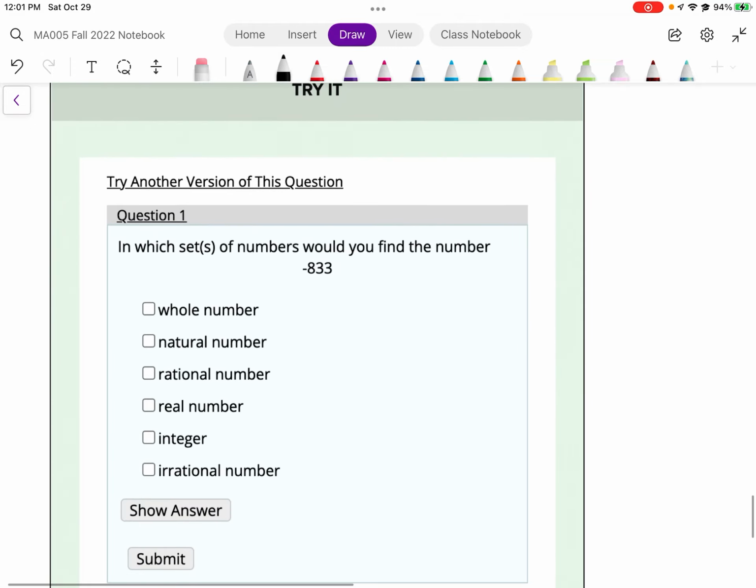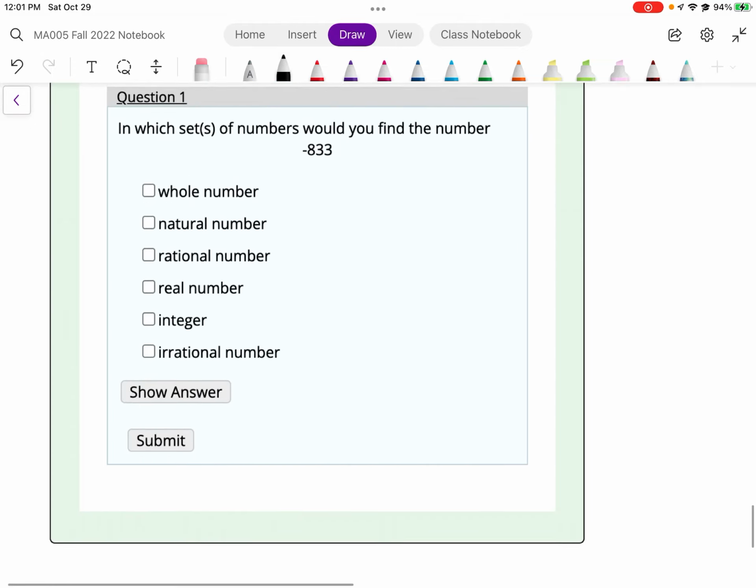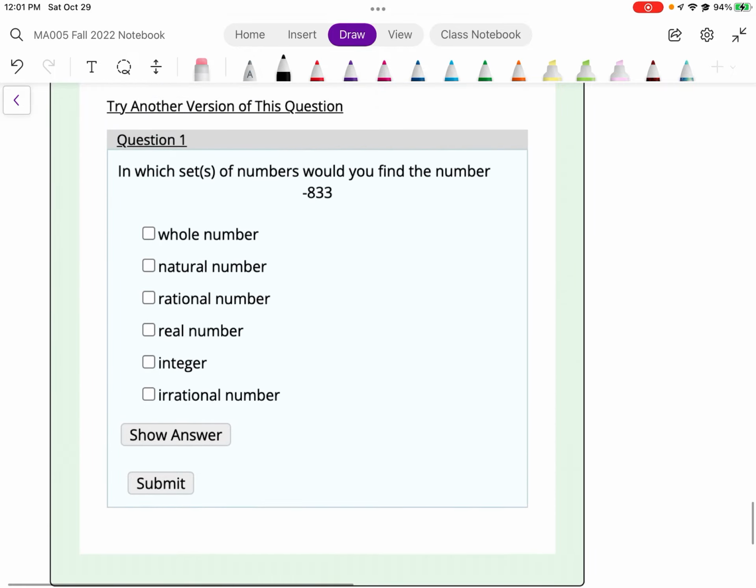Sorry, I had more to go. So if you kept it on and didn't turn it off, I forgot I had one more. So this is what your homework looks like. In which sets of numbers would you find the number -833? So you would choose, is it a whole number? No, it is not because it's negative. Is it a natural number? No, that's counting numbers. So it's not a counting number because it's negative. It is rational. It is real. It is an integer. It is not irrational. Right? So it's those three.